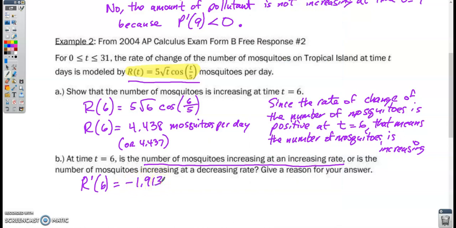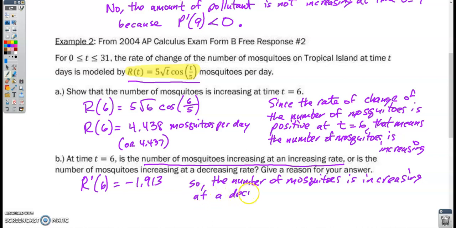And we end up with negative 1.913 as our value. So the number of mosquitoes is increasing at a decreasing rate at time t equals 6, since the rate of change of the rate of change is negative.